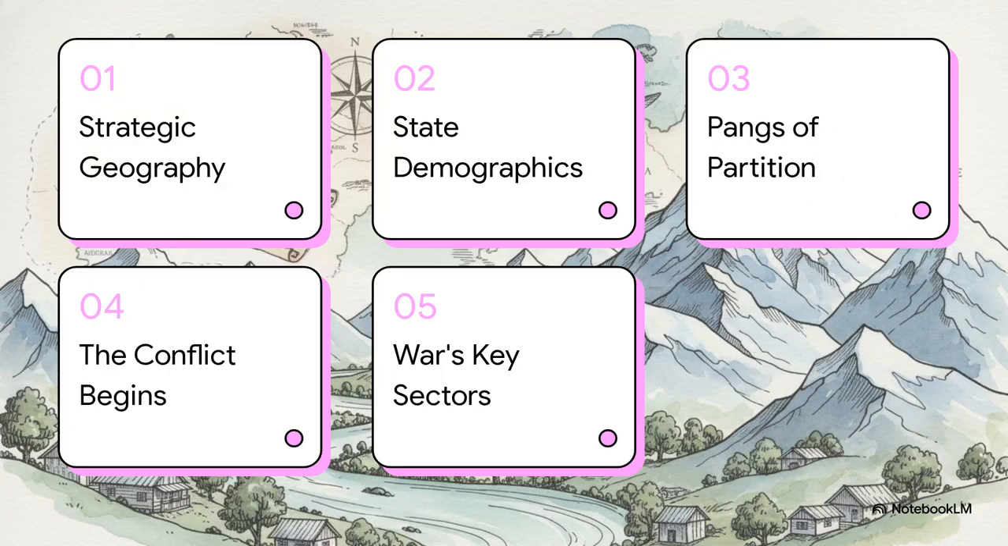Okay, let's dive right into this. Here's our roadmap for today. First, we'll cover Kashmir's strategic geography. Number 2, demographics of the state. 3, the pangs of partition. 4, the conflict begins. And finally, number 5, war's key sectors.